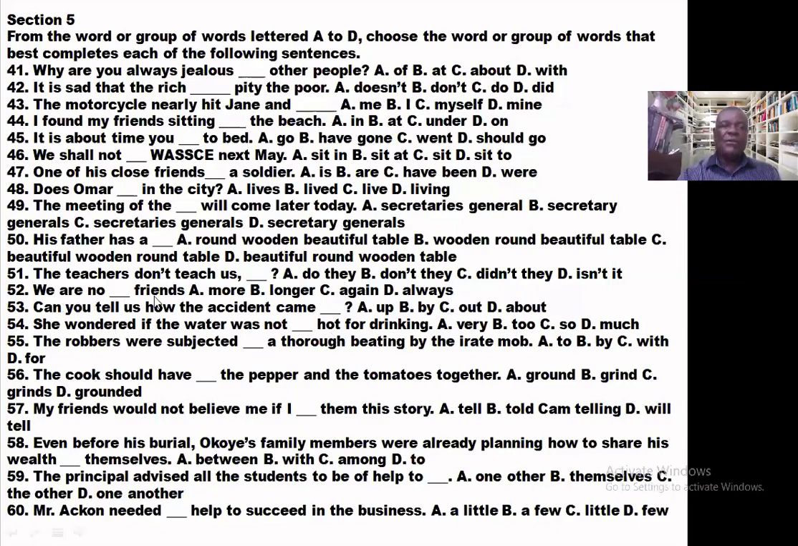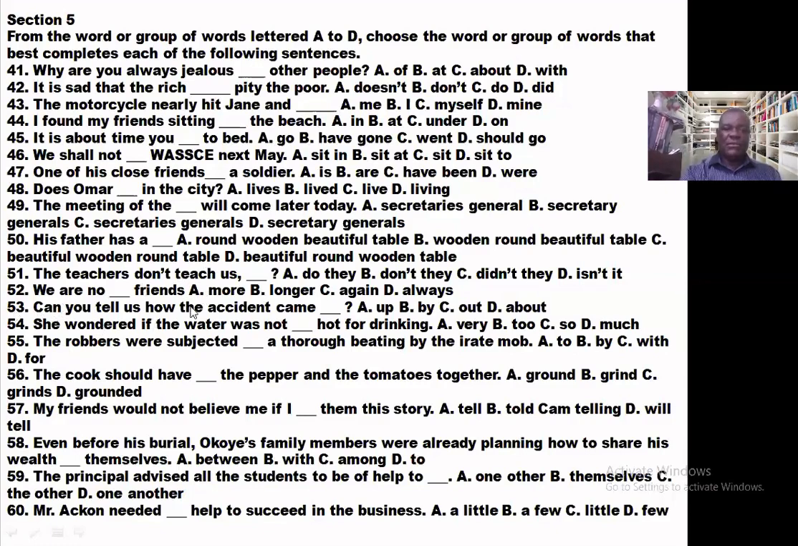52, we are no dash friends. No more friends, no longer friends. You can say we are not friends anymore or any longer, but when you are talking of no longer, you should prefer no longer to no more.